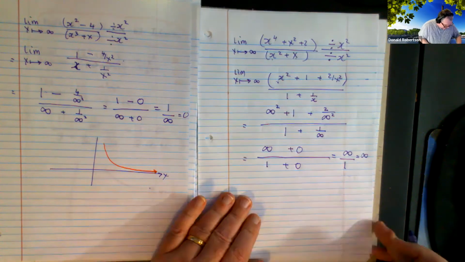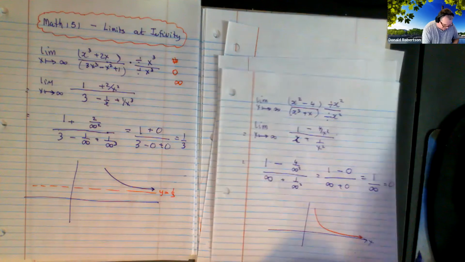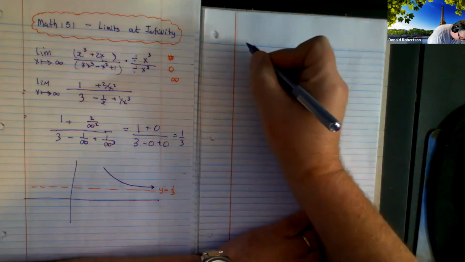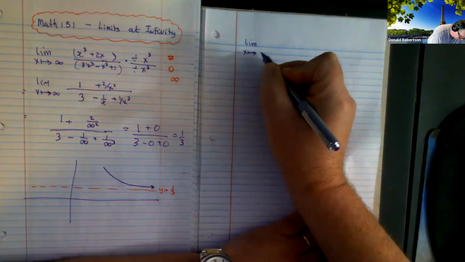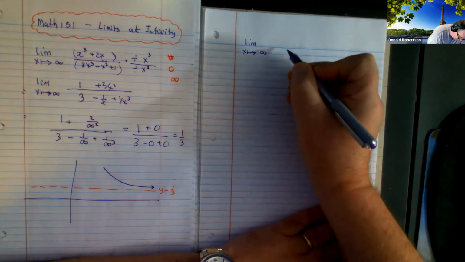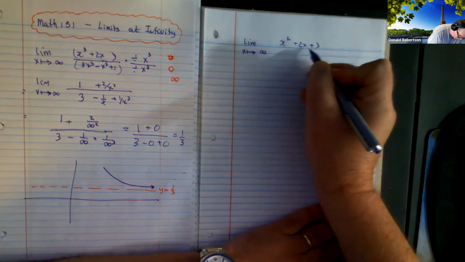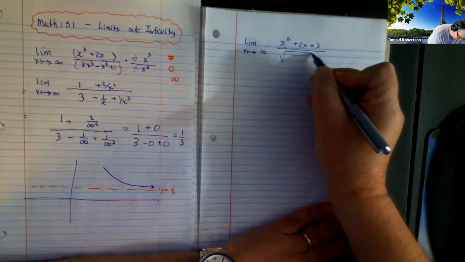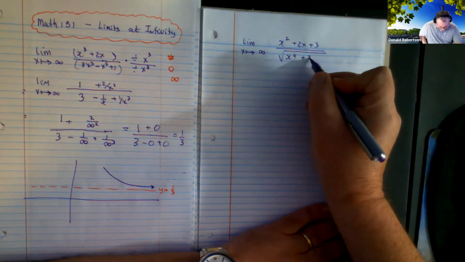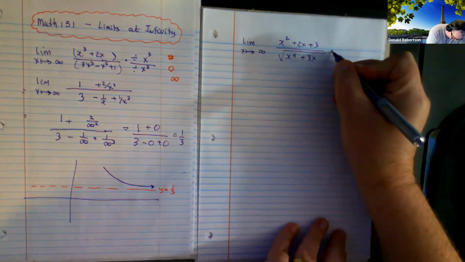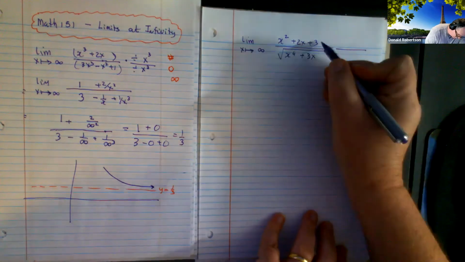So let me make the algebra uglier. Let's introduce square roots. You do get questions in the homework that do that. So the limit as x tends to infinity of x squared plus 2x plus 3 over the square root of x to the 4 plus 3x. Now, this is a little bit more difficult than the ones we've done.